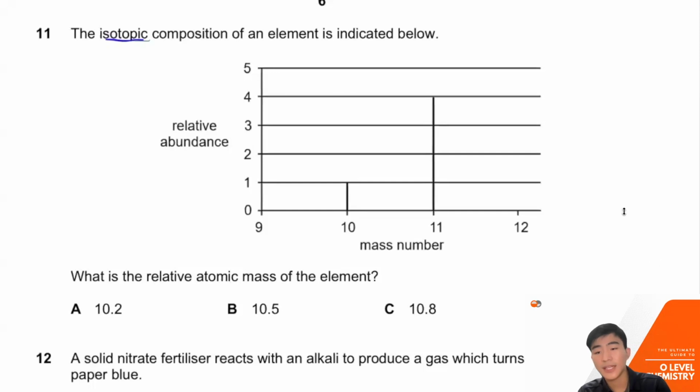Isotopic composition of an element is indicated below. Hi Clarice. For the Telegram, you need to go to the Telegram to get the worksheet. So you just download from Telegram, then after you can follow. We are on question number 11. Okay, now let's go back to question 11. Sorry, Clarice. Okay.